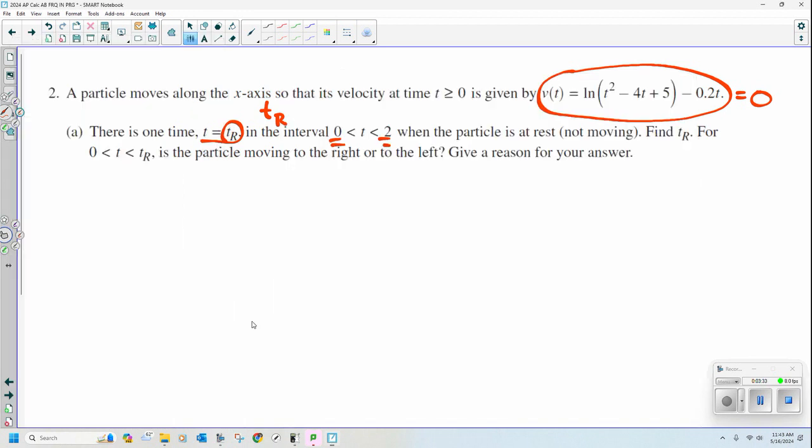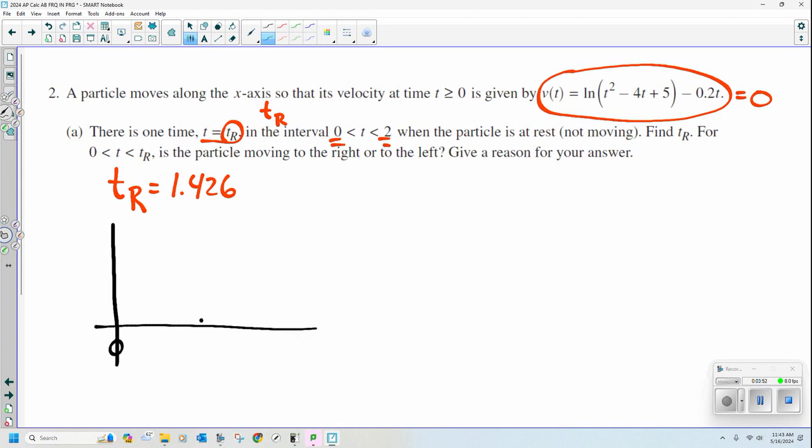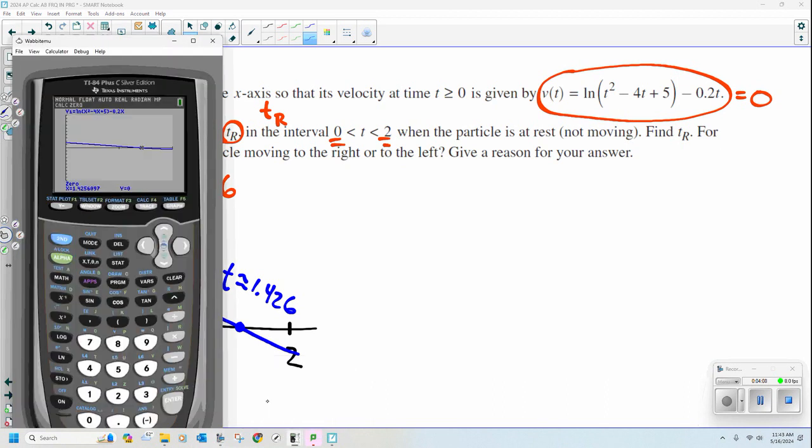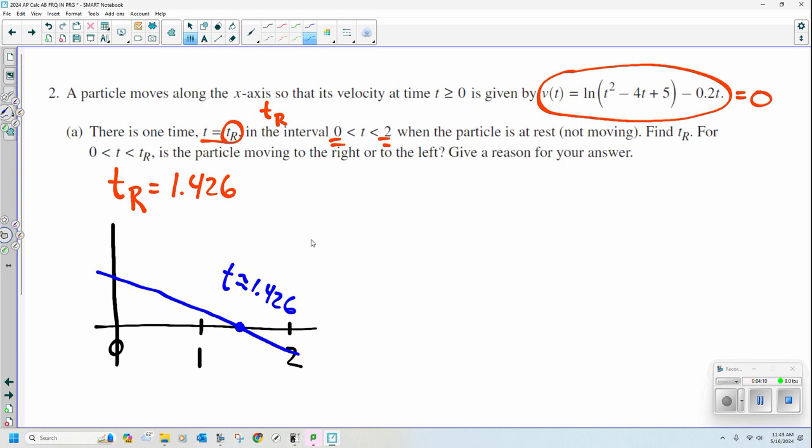So, let's call this t of r equals 1.426. It does not say seconds or minutes or whatever, so we're just going to leave it like that. But for part A, I like to sketch it: 0, 1, 2, and we have something that goes something like that. And right here, time is approximately 1.426. Let's make sure I got that right. I did. There it is. All right, so that's for the first part of A.